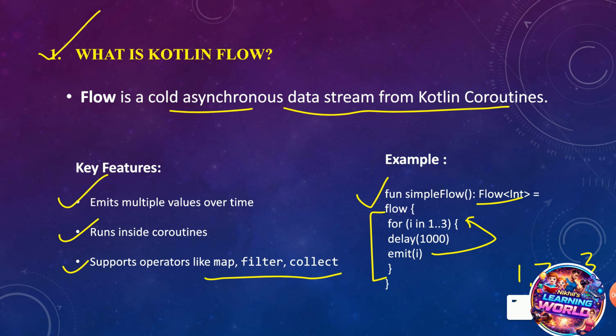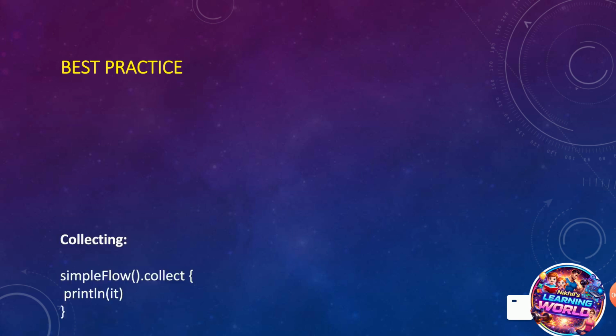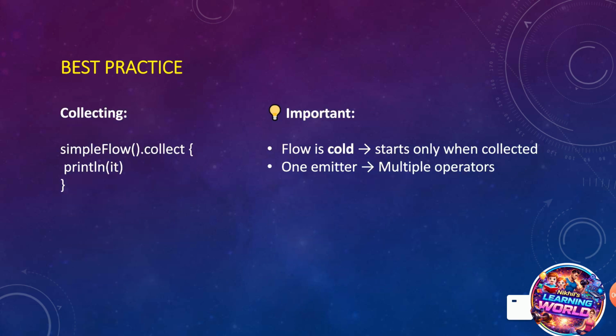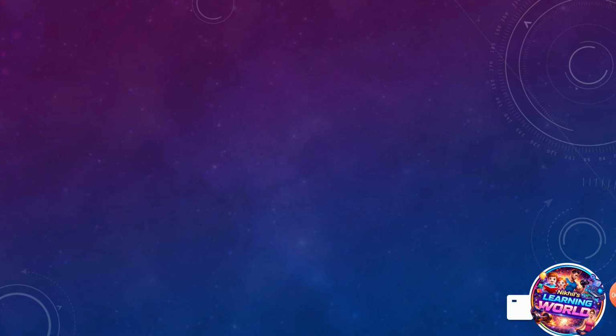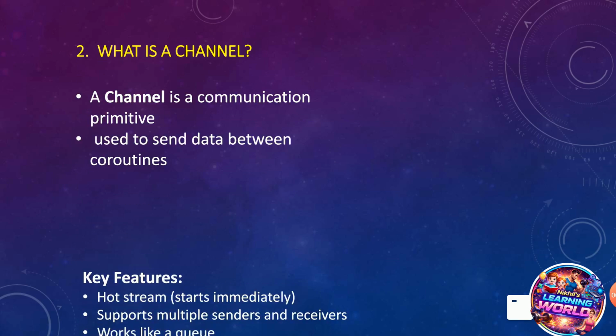Next, what is channel? Channel is a communication primitive used to send data between coroutines. Whenever you want communication between two or more coroutines, one of the bridges for communication is the channel. So we can send data between coroutines. That's the reason we need the channel in Kotlin.